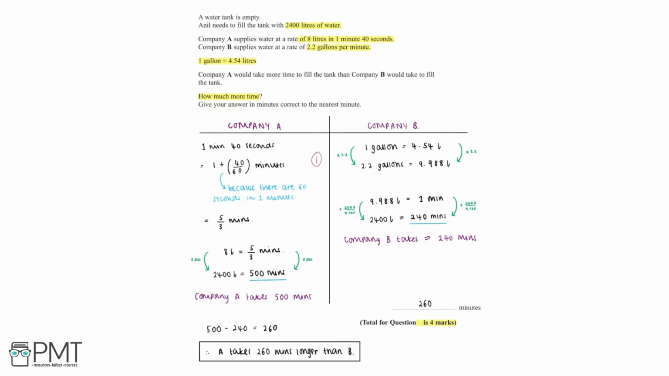We get the second mark for finding that Company A takes 500 minutes to fill the tank. We get the third mark for finding that Company B takes around 240 minutes to fill the tank. And we get the fourth mark for finding the difference between the two times, and for therefore concluding that Company A takes 260 minutes longer than Company B, allowing us to get the full 4 marks needed in this question.